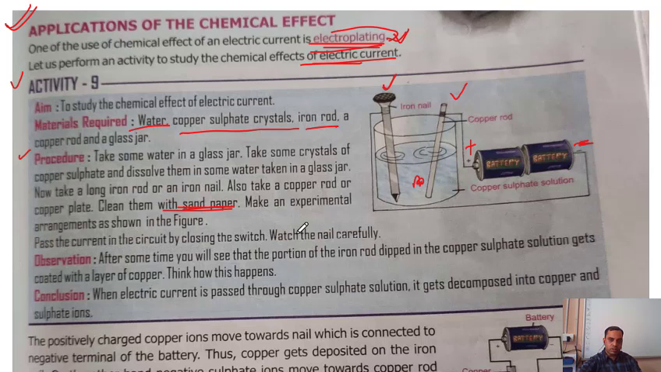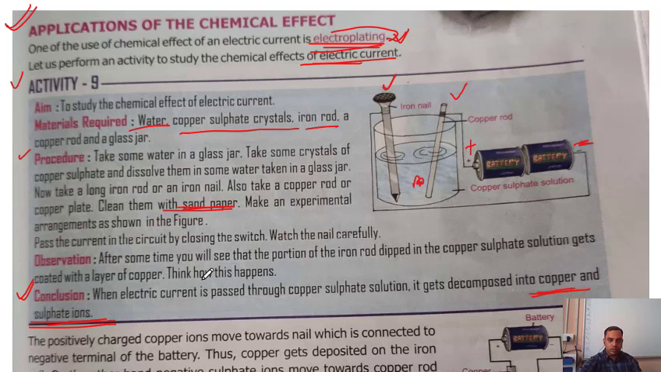Now after this one, you need to let the current pass through the whole system. Think how this happens. So what is the conclusion of it? When you do the experiment, what will happen? When electric current is passed through copper sulfate solution, it gets decomposed into copper and sulfate ions. So when electric current passes through copper sulfate solution, copper becomes one part and sulfate ion will be produced. Okay.